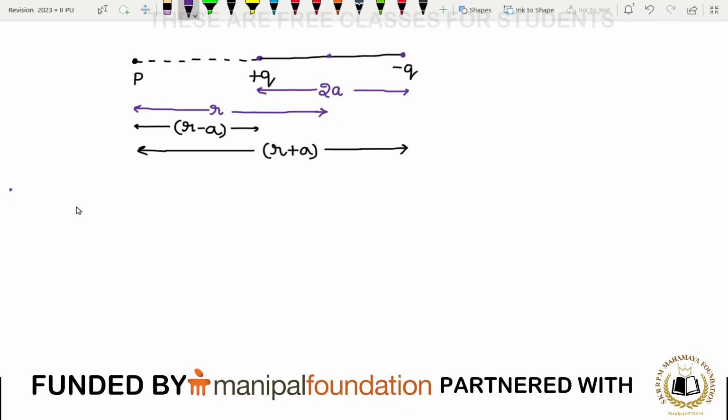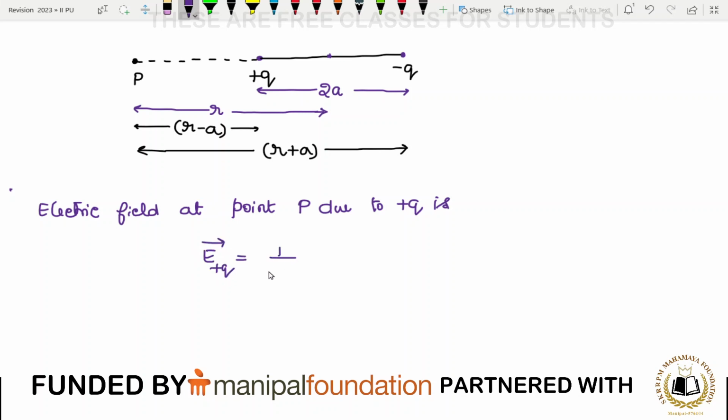We'll write here now. Electric field at point P due to plus Q is. So what is the formula? E plus Q equal to, I write the formula E plus Q, that is a vector formula, right?